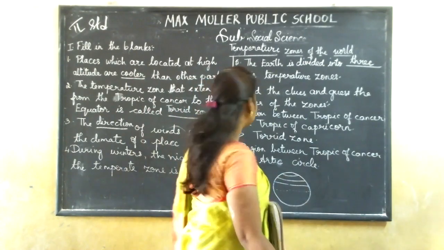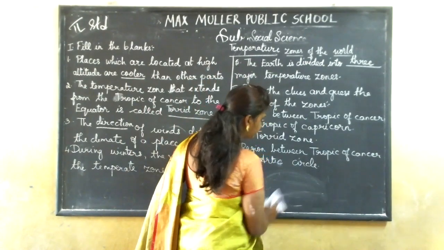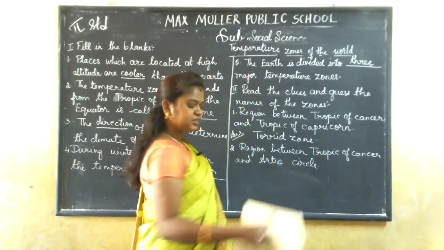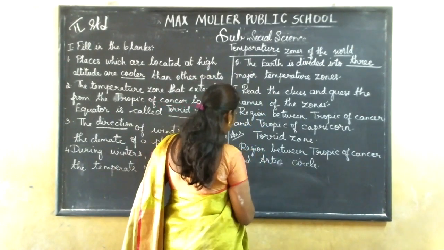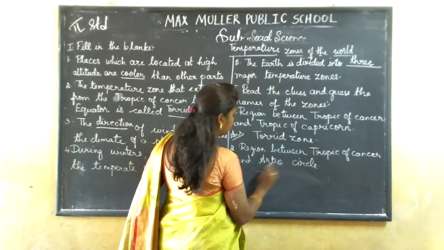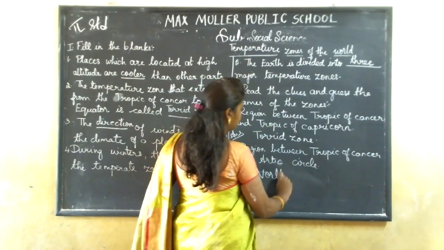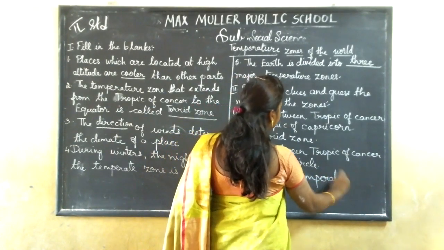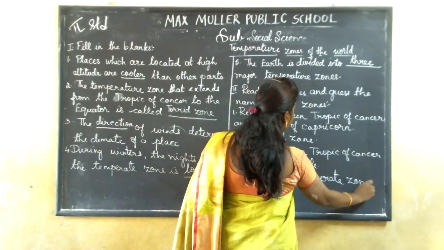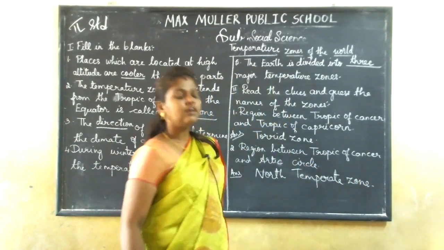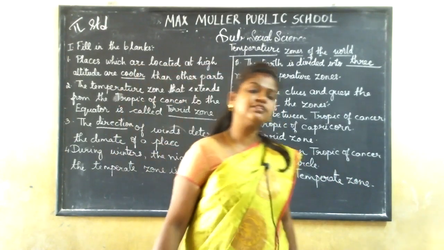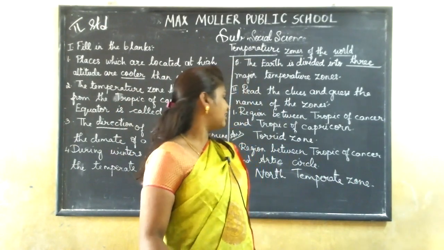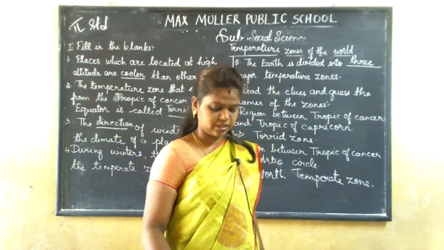It is known as the north temperate zone, because here the Tropic of Cancer and the Arctic Circle are present in the North Pole. So that is why it is called the North Temperate Zone.